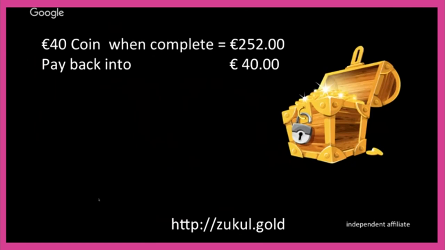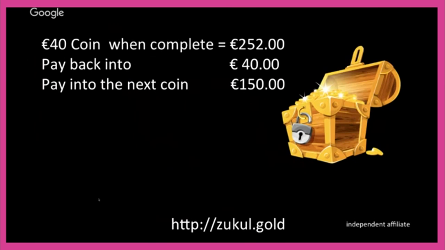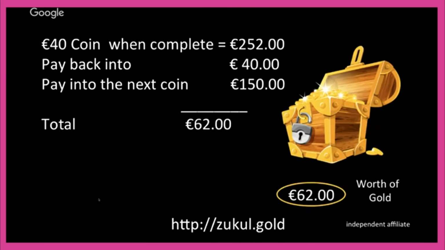40 euros, as I said to you, puts you back into the coin that you've just completed, gives you a new coin that's completely empty, and you're in the middle of it again. It pays you 150 euros to put you into the next coin, okay? And then it leaves a profit of 62 euros. Now, as I said to you, that 62 euros gets you, I've put here worth of gold, but it's not true. It's in silver. It will give you a silver bar, plus it will give you the starter pack.